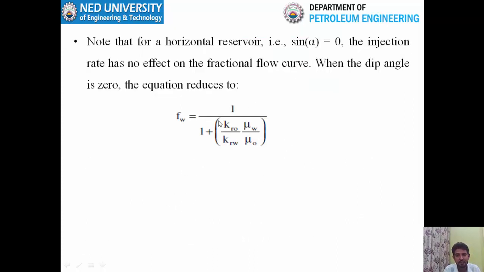For a horizontal reservoir, we have seen that sin alpha is 0, so the injection rate has no effect on the fractional flow curve. So the effect of injection rate can only be observed through the dip angle, but when you have the horizontal reservoir, the effect of injection rate is 0 to your fractional flow curve.